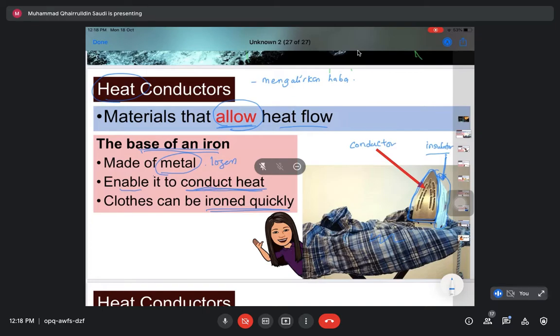That is why we want the object to conduct heat so that the base of an iron can become hot faster, and we can use the heat to iron our clothes to remove the wrinkles on our clothes. Okay, good.